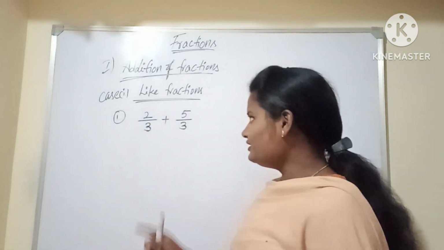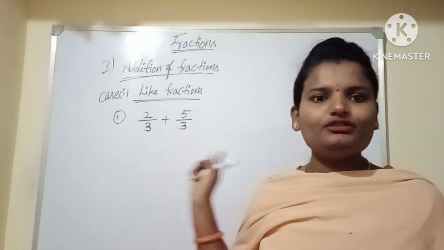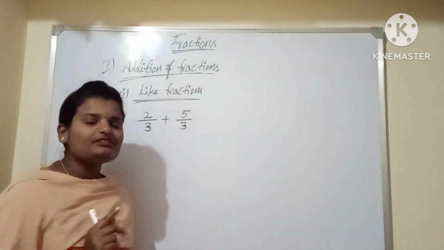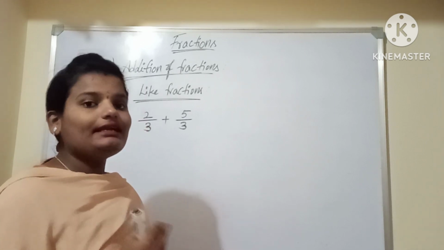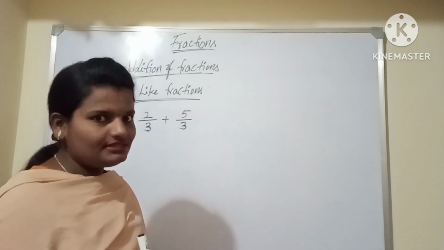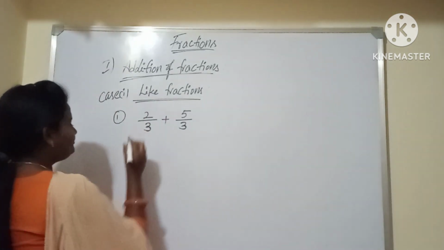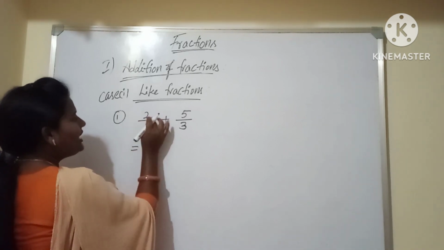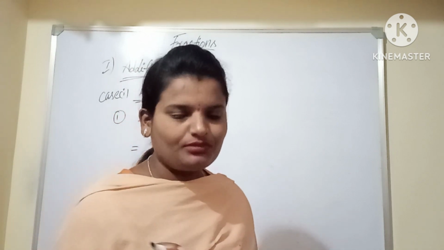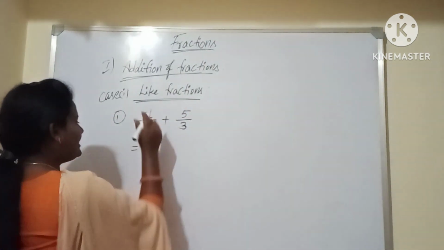If you observe, 2 by 3 plus 5 by 3 we have taken, and the denominators are the same, so we call those like fractions. Addition of like fractions is very easy. Simple: we have to add only the numerators. No need to touch the denominator. The denominator should be the same. So we will add the numerators.